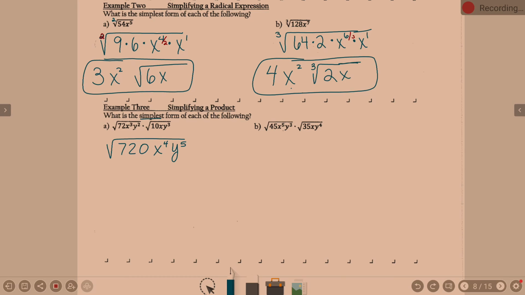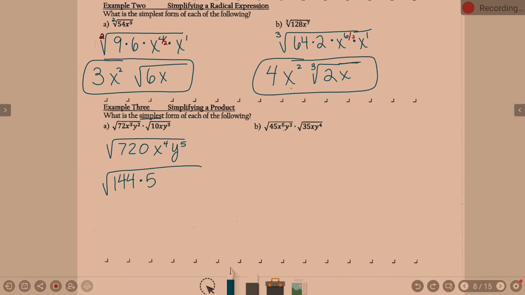Okay, so we're going to take this radical now. We know that 720 is divisible by what perfect square? 144. And it was 144 times what? 5. 144 times 5. So I put those under the radical.